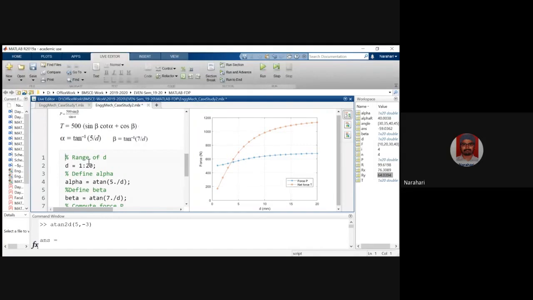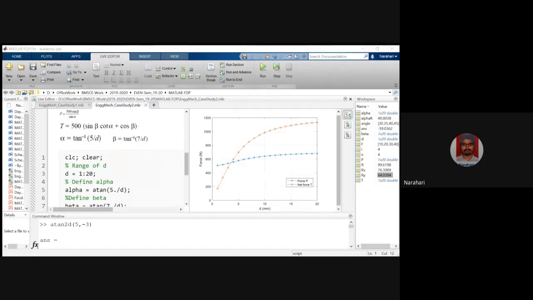So let me just put this clc, clear. Right? Is it okay? I have copy pasted the code. You people can check. If you are having any issues, you can let me know.